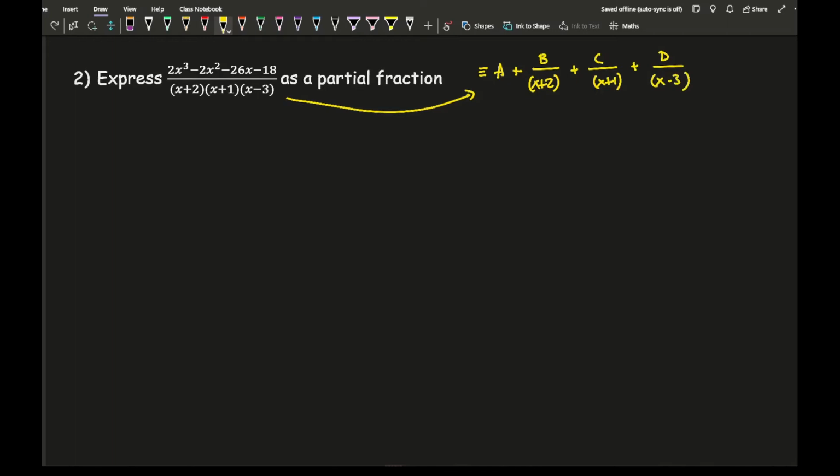Now again, taking the denominator over to the other side, so in terms of hashtag 2, let's just label this as hashtag 1.